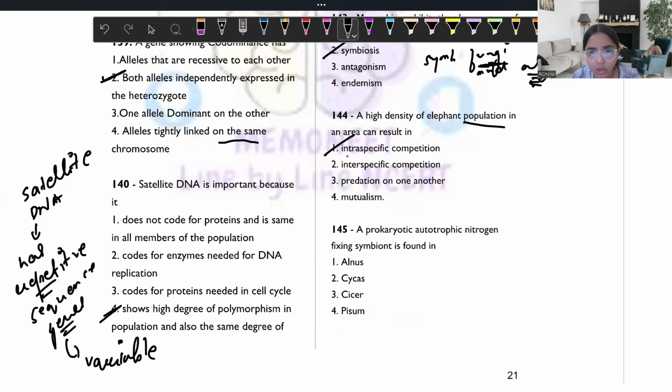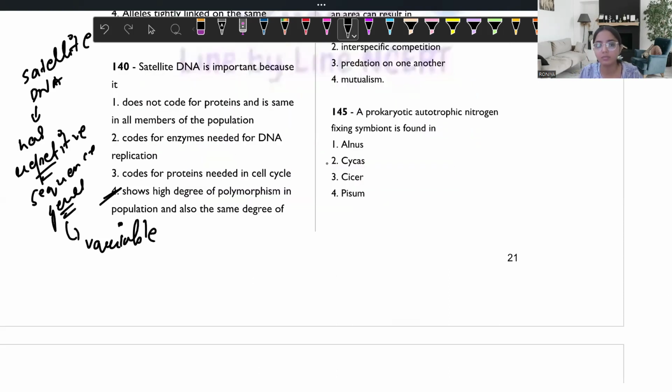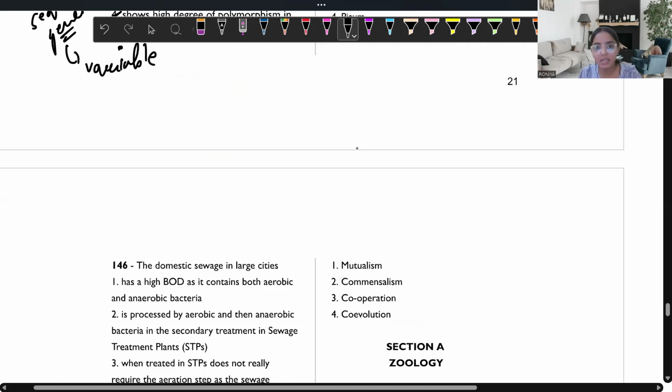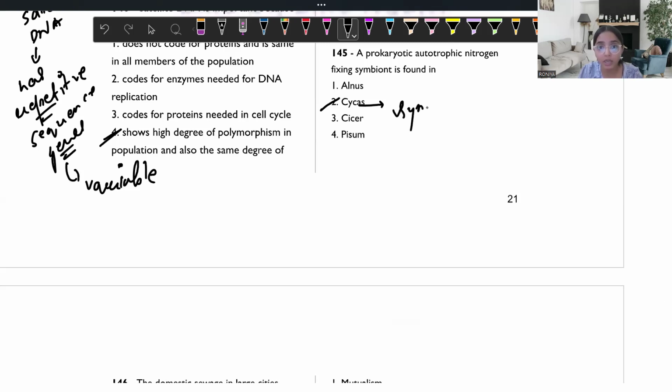145. A prokaryotic autotrophic nitrogen fixing symbiont is found in... Yes, this is such a simple question. Cycas exhibits a symbiotic relationship with nitrogen fixing bacteria. Okay.